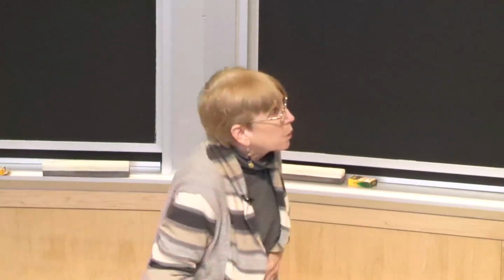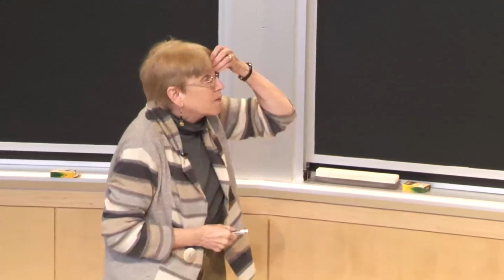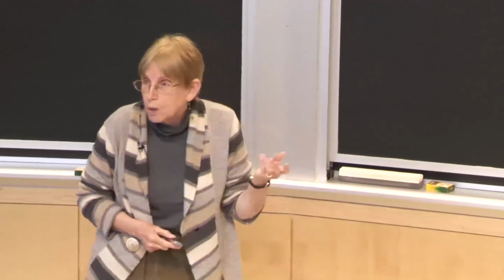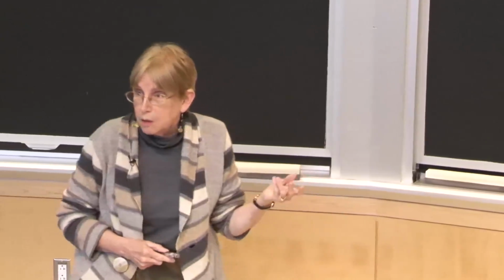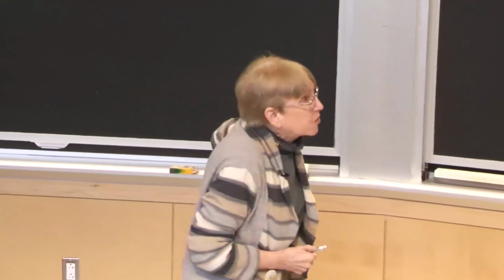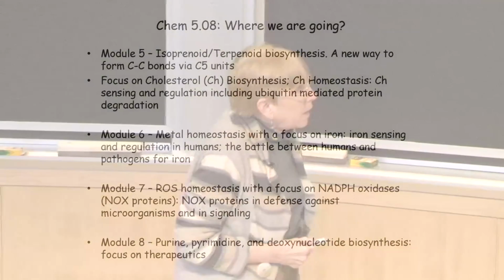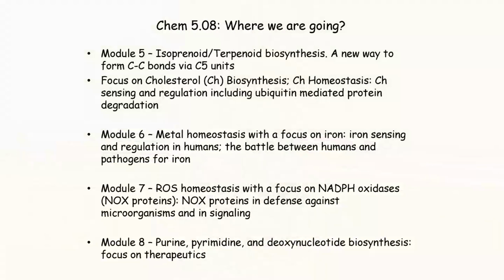What I want to do is introduce you to the second half of the course, where we're going and what topics we're going to be covering, and then I'll start in Module 5. So as with the first half of the course, we have 4 modules. The first half of the course was pretty well organized. That is, you went from here to here to here. It all sort of made sense. This half of the course doesn't do that.